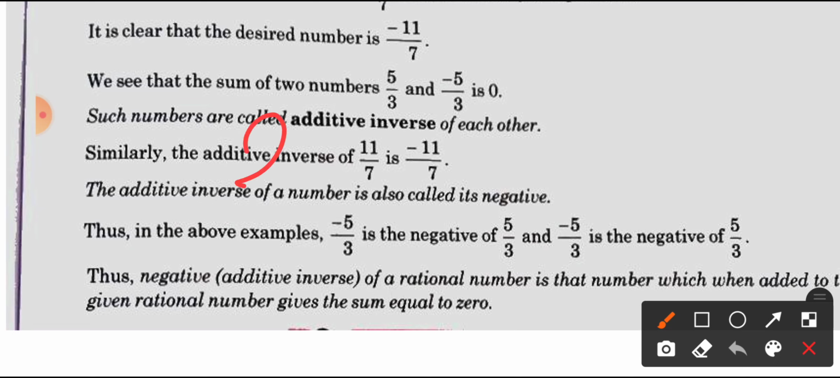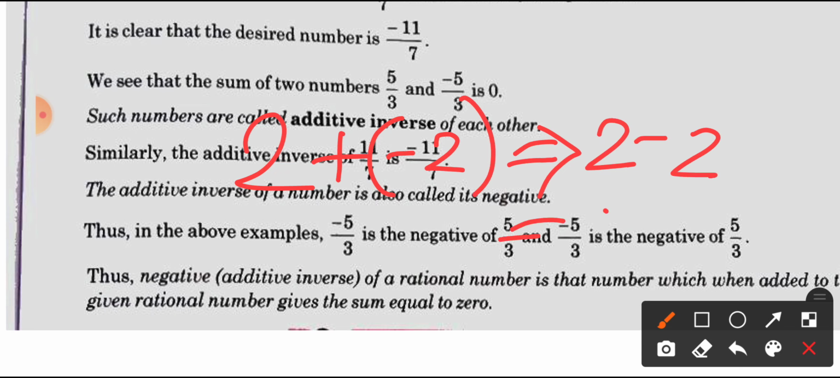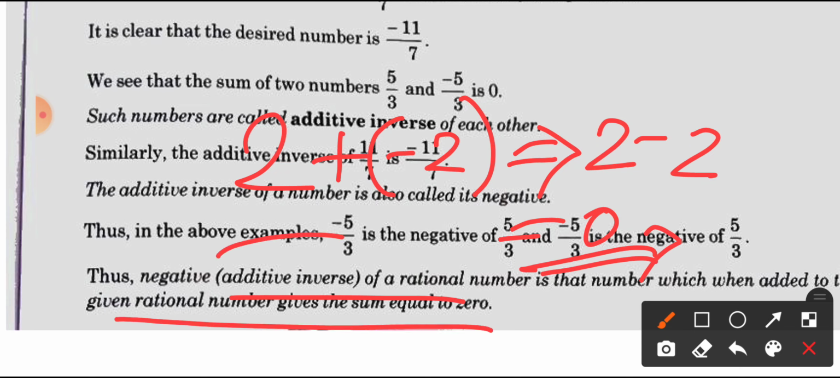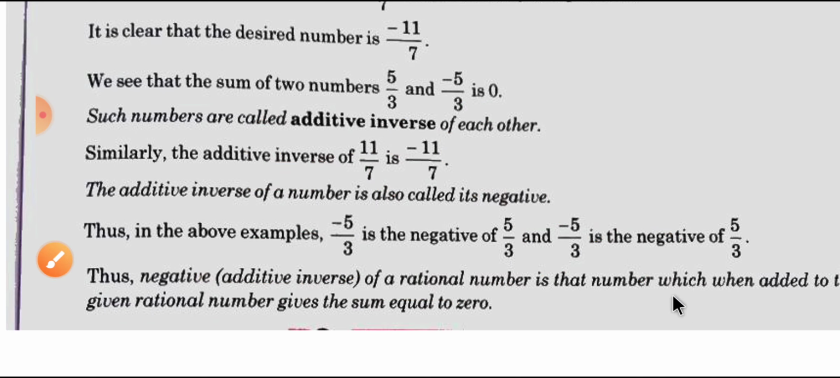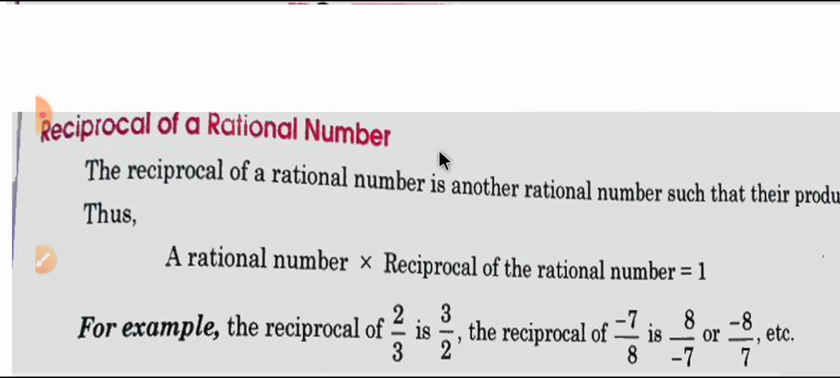We can say that if we add 2 with its additive inverse, and its additive inverse is minus 2, so we'll get the answer what? 2 minus 2, which is equal to 0. So by this line we can understand that when a rational number is added to its additive inverse, the sum is always equal to 0 only. So the additive inverse of plus is negative, and the additive inverse of negative will be positive.